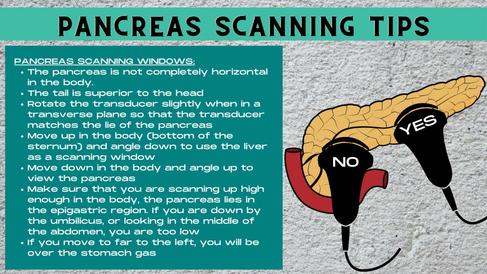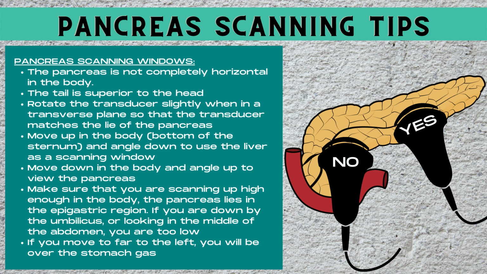Let's talk about some scanning tips when performing an ultrasound of the pancreas. First, we're going to talk about scanning windows for the pancreas. Note that the pancreas does not lie completely horizontal in the body. The tail is more anterior or superior in the body than the pancreatic head. So it's important to rotate the transducer slightly when in a transverse plane so that the transducer matches the lie of the pancreas. The notch side of the transducer should be angled slightly lower in the body than the opposite side of the transducer.